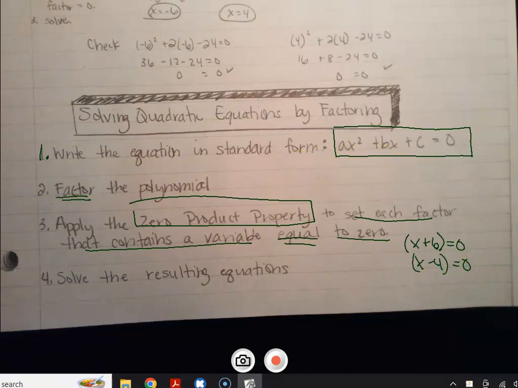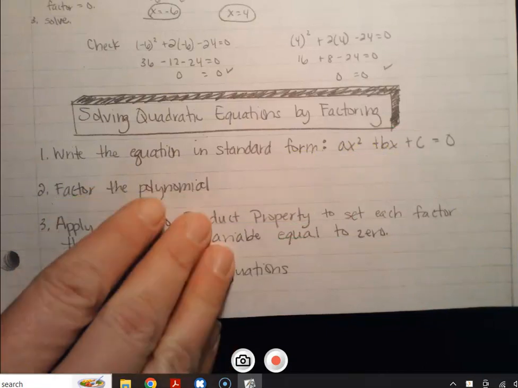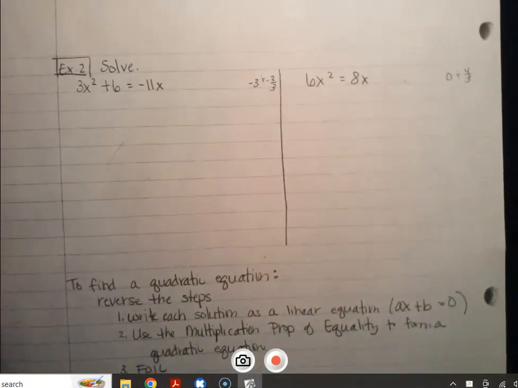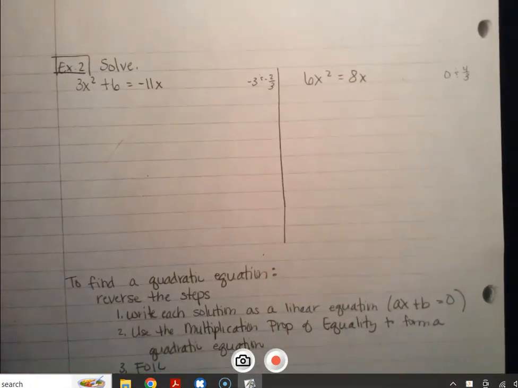So let's flip over and try to do that. Okay, so here we are with example 2. We've got 2 examples here we're going to solve. The numbers up in the little corner are your answers, what we should get when we get done. All right, so first of all, let's factor. That first step was to factor.